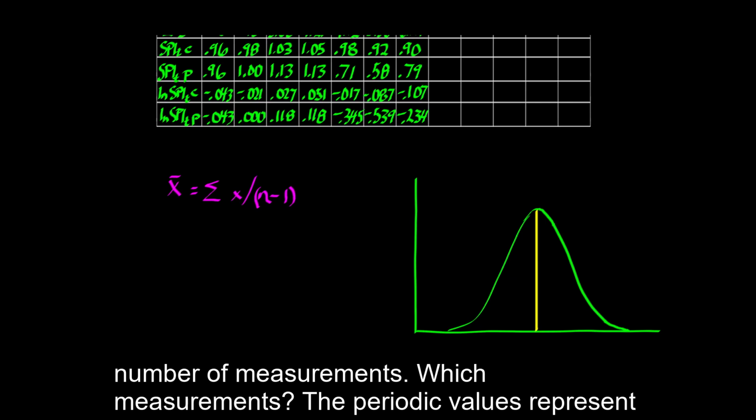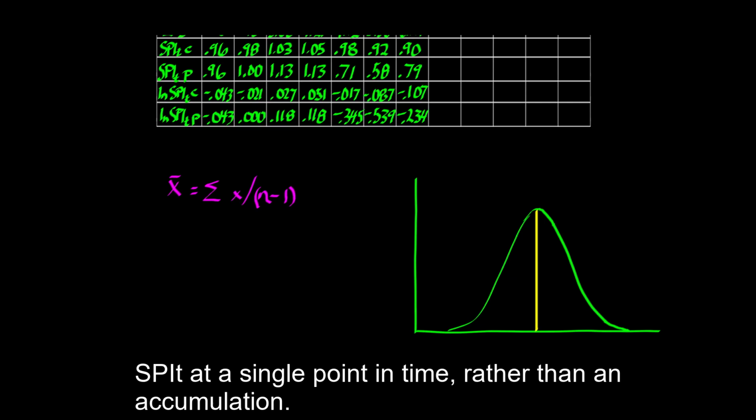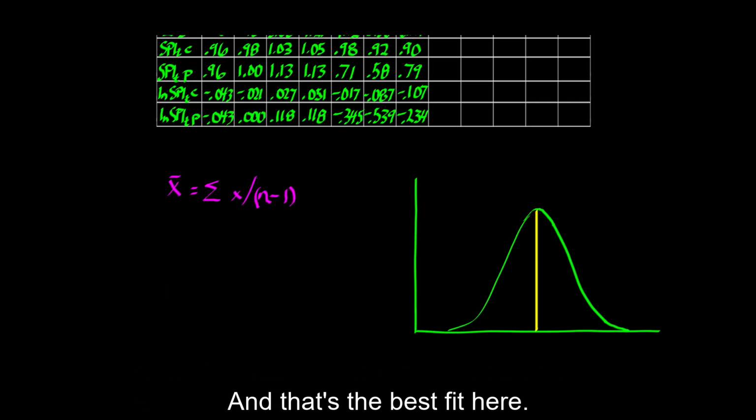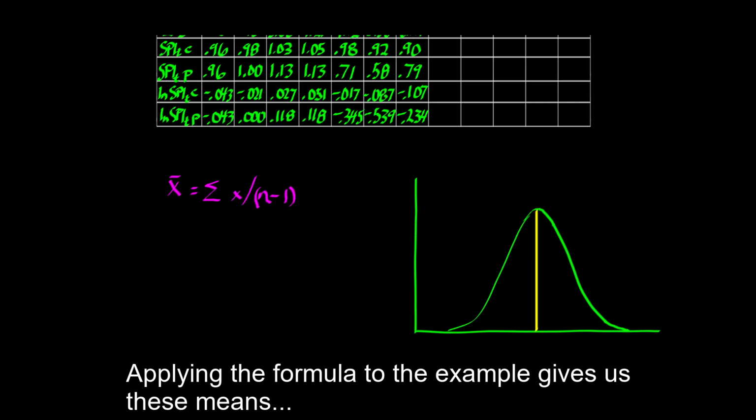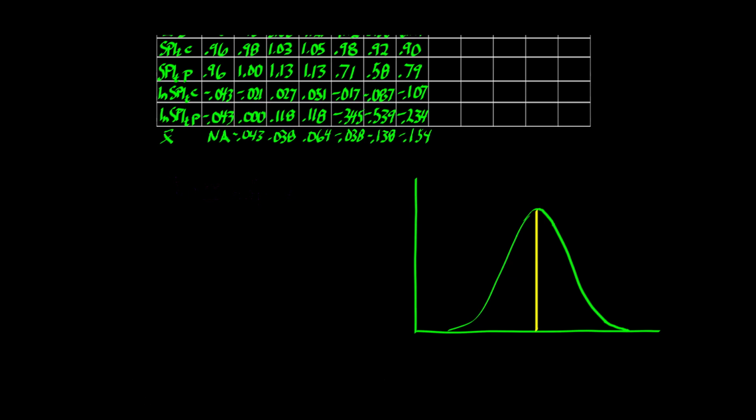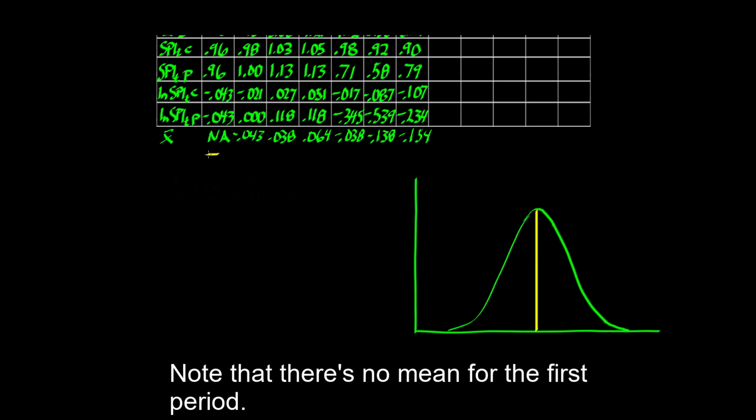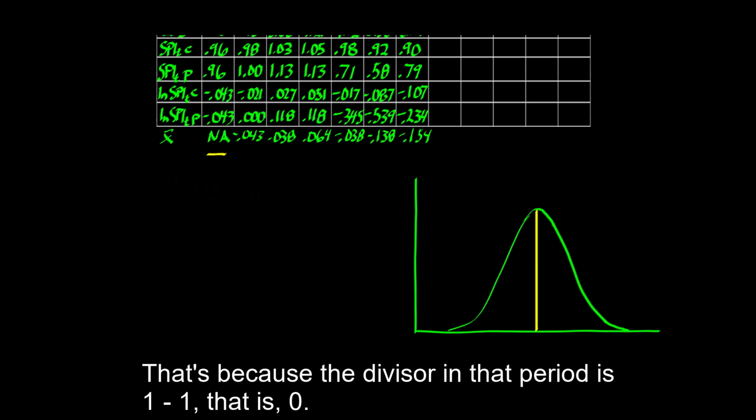Which measurements? The periodic values represent SPIT at a single point in time, rather than an accumulation, and that's the best fit here. Applying the formula to the example gives us these means. Note that there's no mean for the first period. That's because the divisor in that period is 1 minus 1, that is 0.